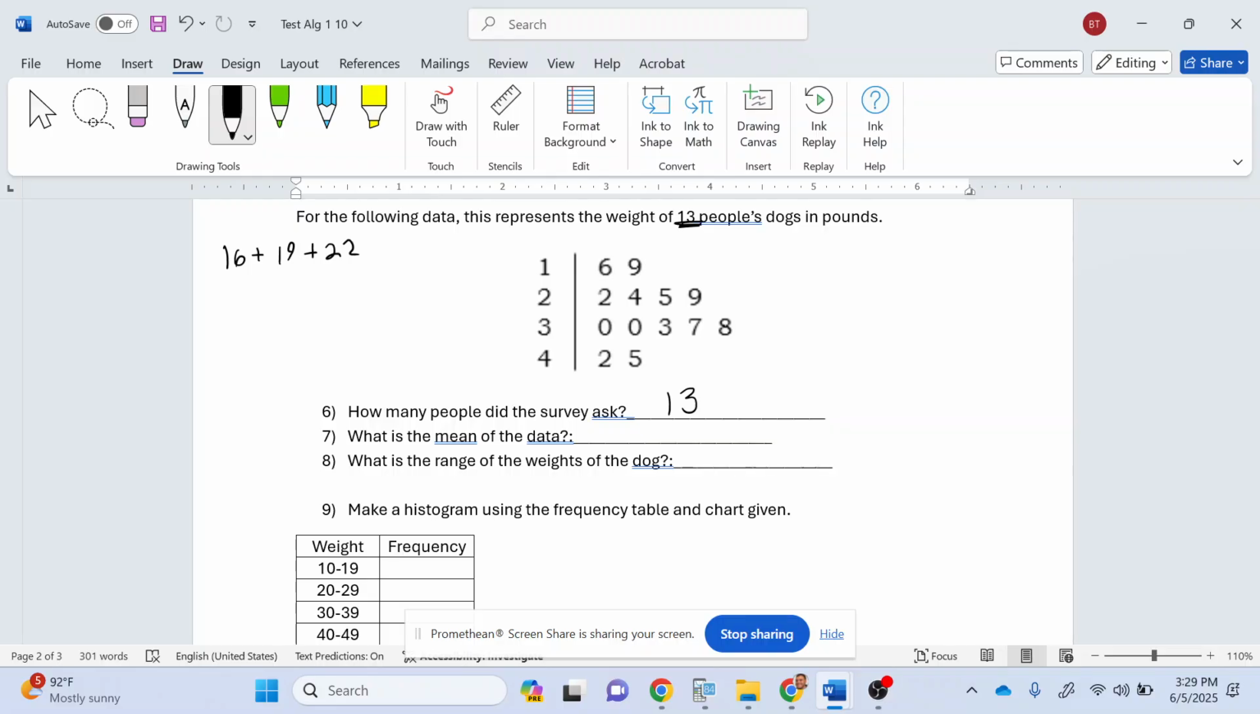No, the mean, not the median. Yep. So 16 plus 19 plus 22 plus 24 plus 25 plus 29 plus 30 plus 30 plus 33 plus 37 plus 38 plus 42 plus 45 divided by 13. It ends up being 390 divided by 13, which is 30. And then what's the range? Now the range is the biggest number minus the smallest number. So 45 minus 16, which is going to be 29.